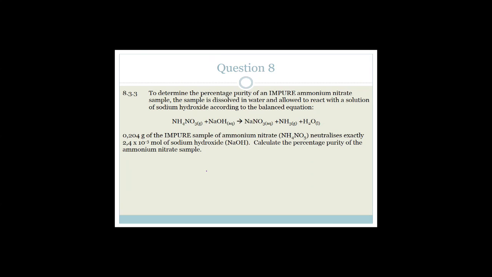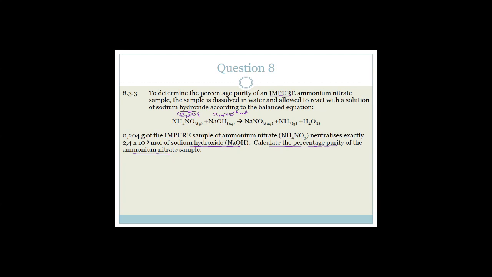8.3.3. It says, to determine the percentage purity of an impure ammonium nitrate sample, the sample is dissolved in water and allowed to react with a solution of sodium hydroxide according to the following equation. And it's balanced, they say. So we've got ammonium nitrate plus sodium hydroxide form sodium nitrate plus ammonia plus water. Okay, and it says we're given 0.204 grams of impure ammonium nitrate, neutralizes exactly 2.4 × 10⁻³ moles, please note, of sodium hydroxide. And it says calculate the percentage purity of the ammonium nitrate.